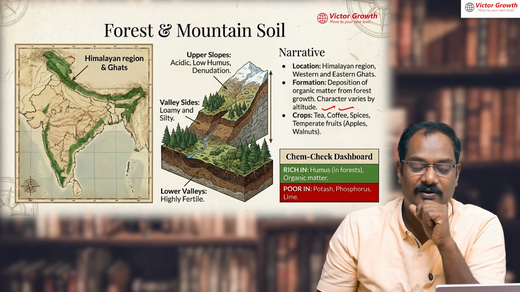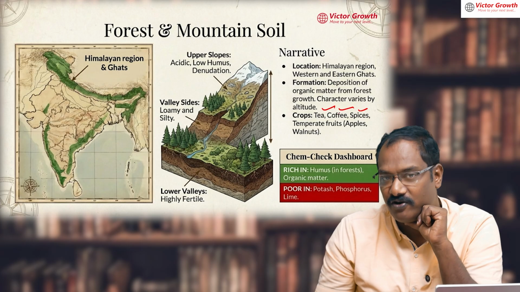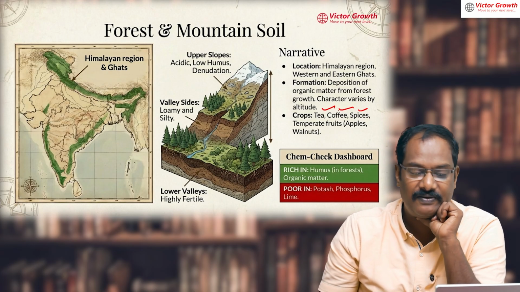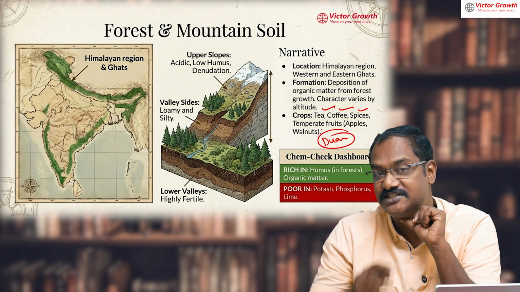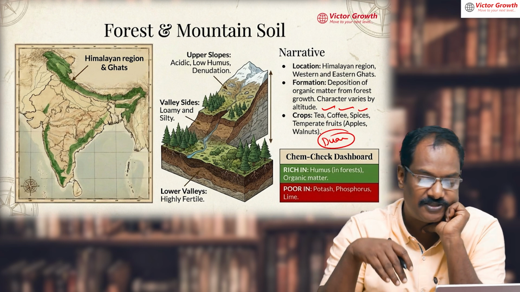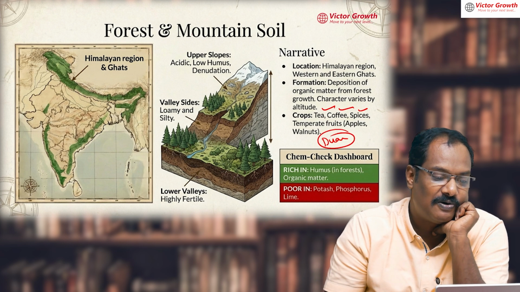The soils are useful for plantation work like tea cultivation, coffee cultivation, spices. All this they are cultivating because they got a very good soil called Duar. In Darjeeling and all of the eastern part of the Himalaya, you get this one, Duar. That is a mountain soil.